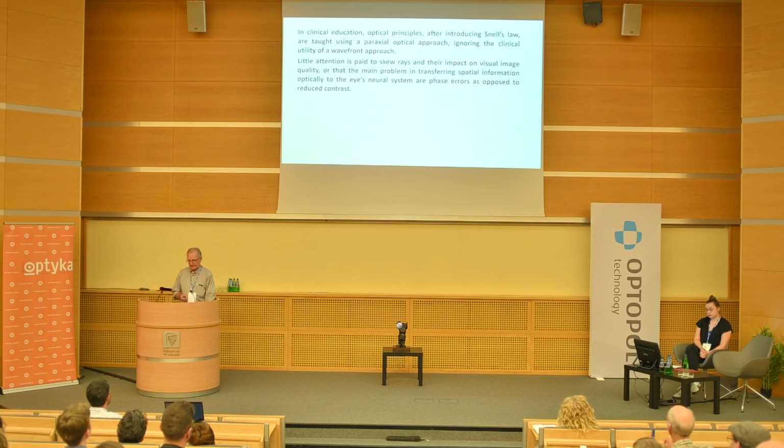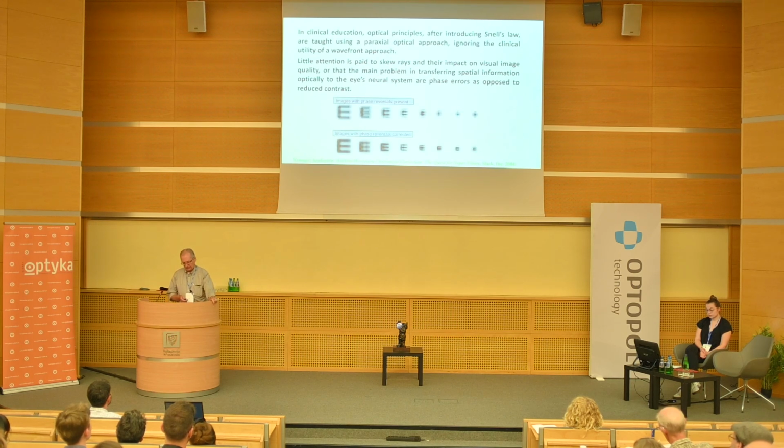Little attention is paid to skew rays and their impact on visual image quality, or that the main problem in transferring spatial information optically to the eye's neural system are phase errors as opposed to reduced contrast. Reduced contrast, if there's no contrast, obviously, it doesn't work, but usually there's more than enough contrast, and it's the phase errors that are making the visual problem.